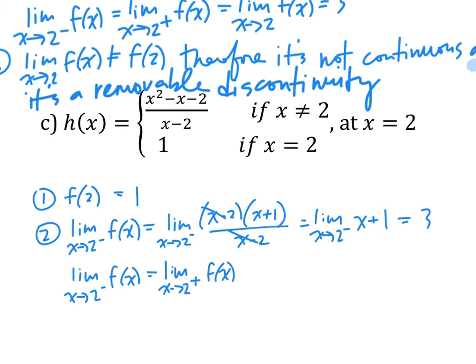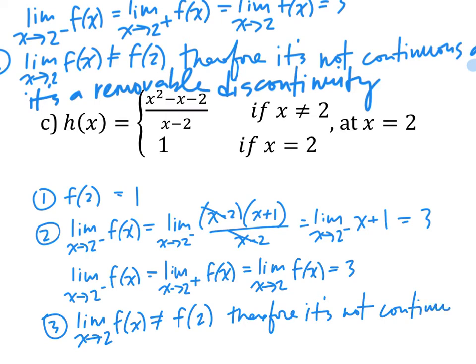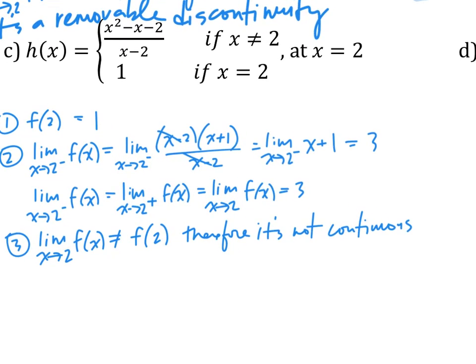Make sure you do write this limit out every single time, okay? Don't just write limit as x goes to 2 plus, and then without the f of x, that makes no sense. And then that's equal to the limit as x goes to 2 of f of x, and all that is equal to 3. And so the third thing is the limit as x goes to 2 of f of x is not equal to f of 2. Therefore, it's not continuous at x equals 2.